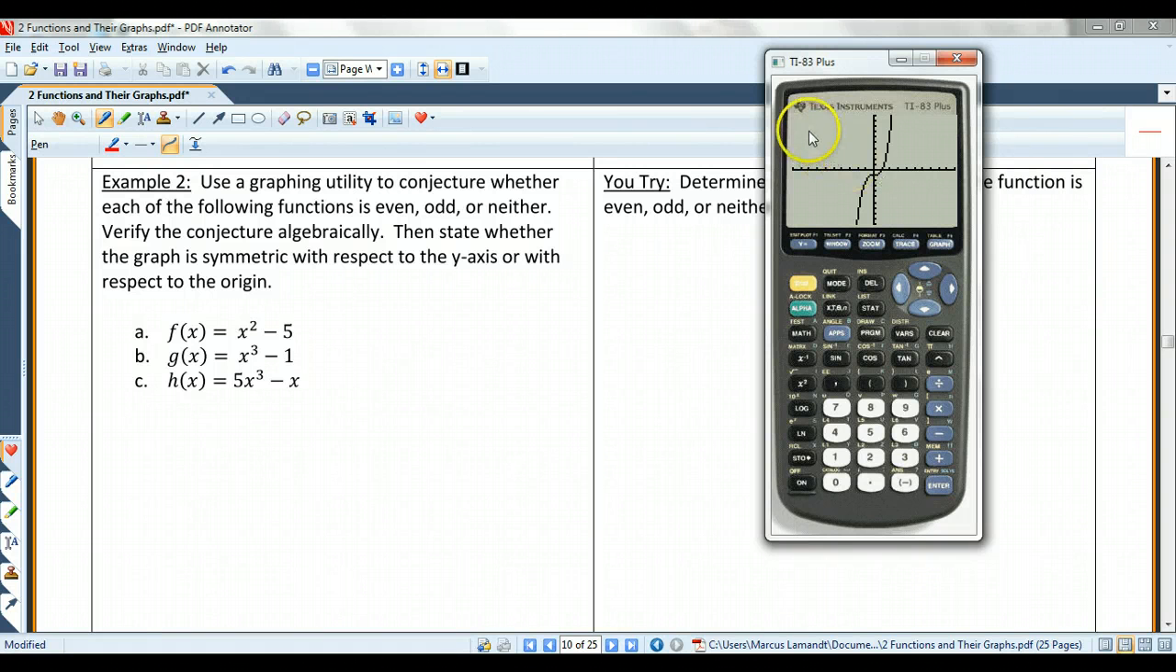Can you guys see that? Hopefully you guys can see that. If not, ask me tomorrow and we can discuss it further. The origin is here. If it was just x cubed, then it would be odd. But because it's shifted down, it's not perfectly symmetrical about the origin. It's symmetrical about this point here, y is negative 1. Okay? So that one's neither.